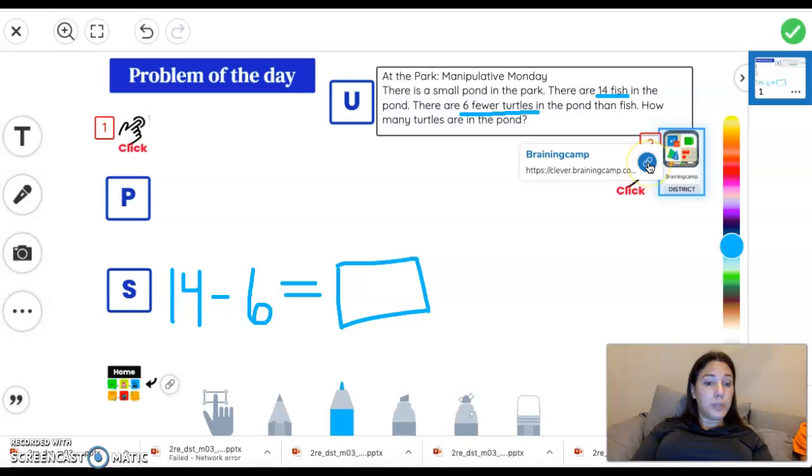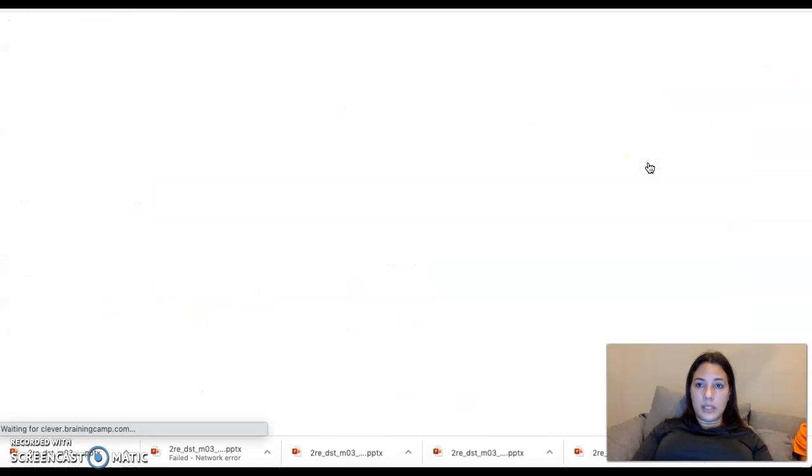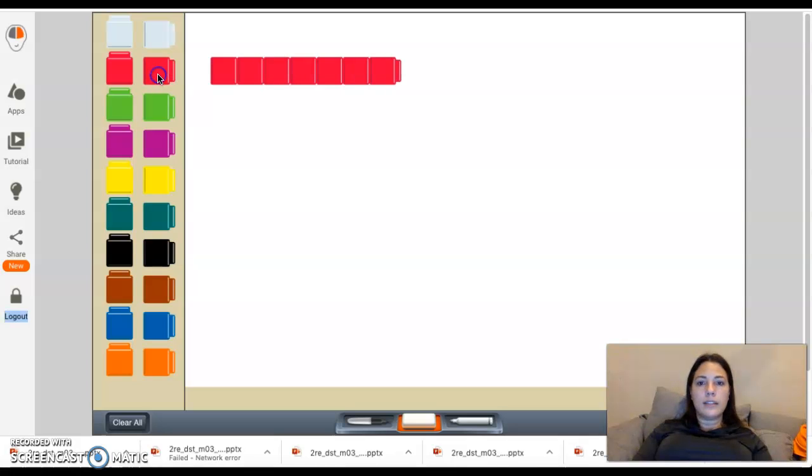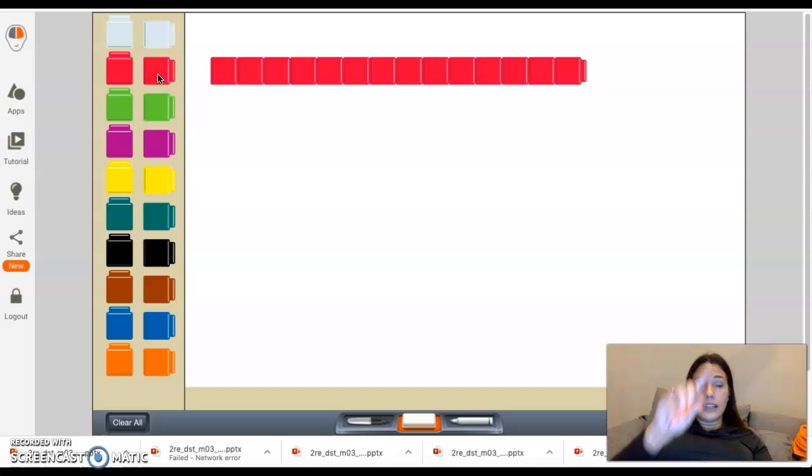Well, let's use our manipulatives to help us solve this word problem. So let's see, I'm going to use 2 different colors. So I'm going to go 14 fish. I'm going to use the red color for fish. 1, 2, 3, 4, 5, 6, 7, 8, 9, 10, 11, 12, 13, 14. And what I know is that there are less turtles than there are fish. There's 6 less than fish.